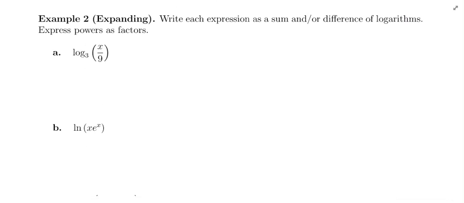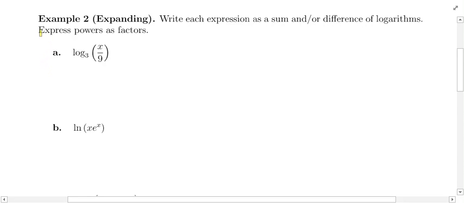So when it says sum and or difference of logarithms, that's hinting that we have to expand. We're taking this one logarithm and turning it into the logarithm of something plus another logarithm minus another logarithm. You're writing it as a sum and or a difference of multiple logarithms. The part in the directions where it says express powers as factors, I'll explain what that means when we get to an example where that applies.